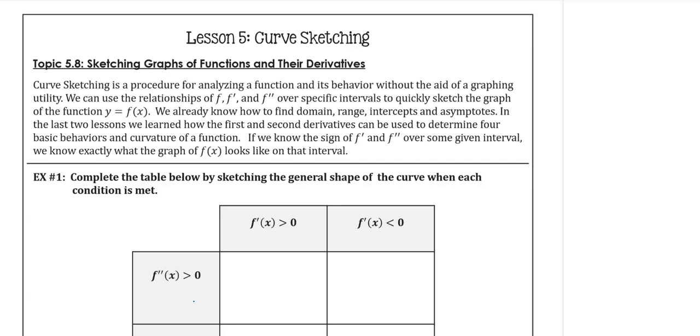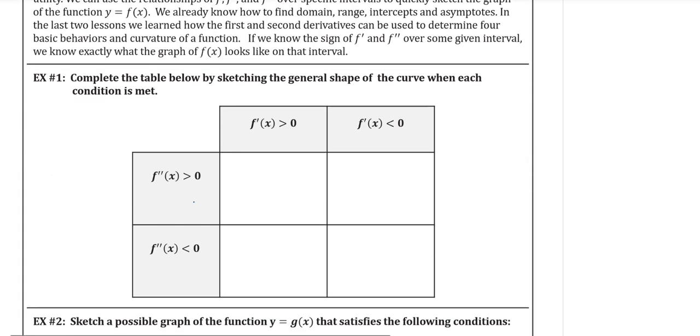On top of that, we are also going to need to think about the intercepts, any asymptotes, whether they're vertical, horizontal, or the range of the function. So just to introduce this, we're going to do a quick review of how the signs of the first and second derivative affect the general shape of the curve.